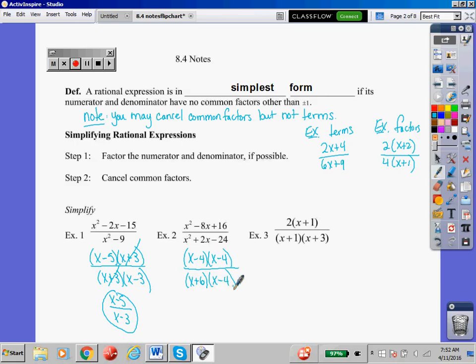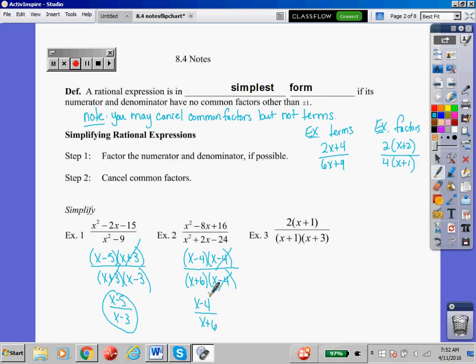Okay, example 2. This numerator factors into x minus 4 times x minus 4. That's called a perfect square trinomial. That'll be helpful when they get more complicated. The bottom factors into x plus 6, x minus 4. So that reduces to x minus 4 over x plus 6. So you guys, what we're doing here is we're just reducing the fraction. Rational expressions, that's a fancy word for a fraction with variables in it, okay?